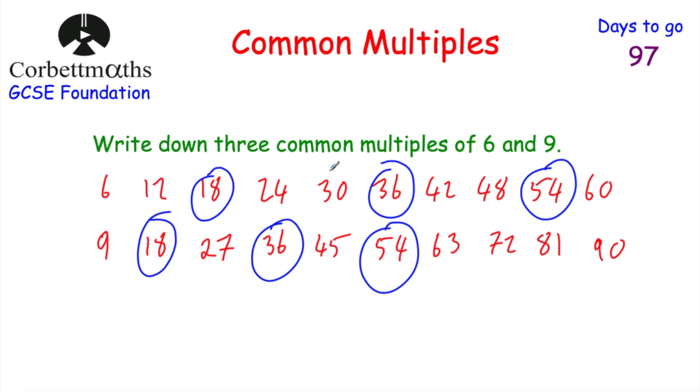Now the question just said write down 3 common multiples of 6 and 9. So you could have written down larger common multiples, but the first 3 common multiples of 6 and 9 would be 18, 36, and 54. So they're the common multiples that I'm going to write down. 18, 36, and 54. And if we wanted to find the next one, we could just add another 18, which would be 72, and so on. So that's common multiples. Let's have a look at a question now yourself.